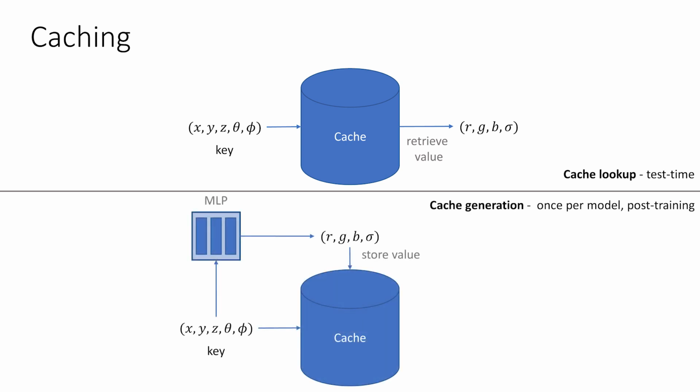To generate the cache, we sample the input space of the network in a way that covers the scene we are modeling. We then compute the network outputs for those samples and save the input-output pairs in the cache. Note that the cache needs to be generated only once and after the training is complete.